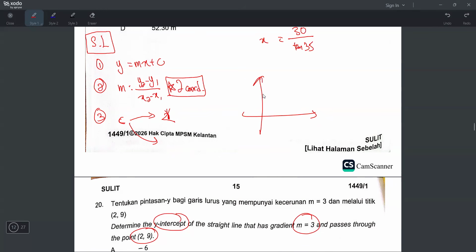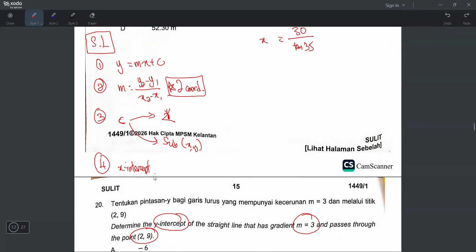But if dia tak bagi, kalau dia tak bagi, you use the second method, sub xy. Okay, what's the meaning of sub xy? It means x ganti, y ganti, and m tadi sudah cari, so ganti tiga ni dapat c. Tapi bila you ganti xy, you have to make sure the xy point is point yang ada passes through. You have to choose a point that passes through the line, and then substitute inside ganti masuk, then you can find the c.